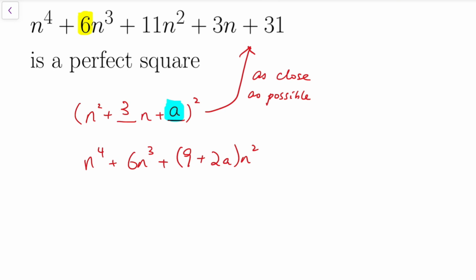So far for the first two terms, it went as planned. N to the power 4, 6n cubed, exactly the same as the given quartic. Now for 9 plus 2a, all multiplied by n squared, we want that to be as close to 11 as possible. So why don't we choose a equals 1 first.